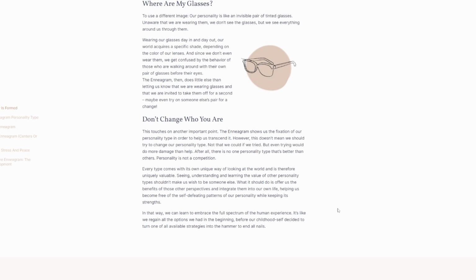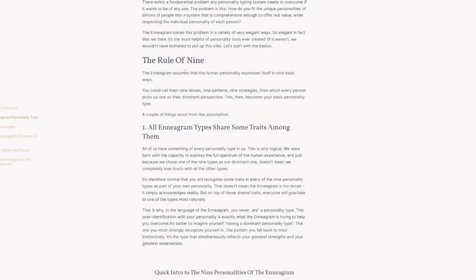What it should do is offer us the benefits of those other perspectives and integrate them into our own life, helping us become free of the self-defeating patterns of our personality while keeping its strengths. In that way, we can learn to embrace the full spectrum of the human experience. So the rule of 9: strategies from which every person picks up one as their dominant perspective. This then becomes your personality. Your basic personality.